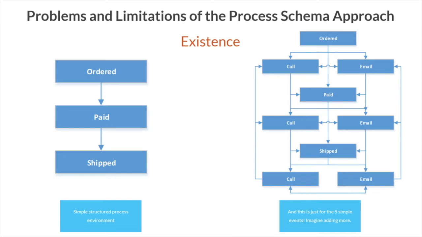So consider the simple process here to the left: order, paid, ship. There's no trouble creating a schema for it, as shown here. However, let's add just two additional actions: call and email. On every process step, the worker could either progress to the next step, call, or email the customer. So now the schema is converted into something that is difficult to comprehend or even analyze for improvement opportunities. And this is just for five simple events. Imagine adding more.